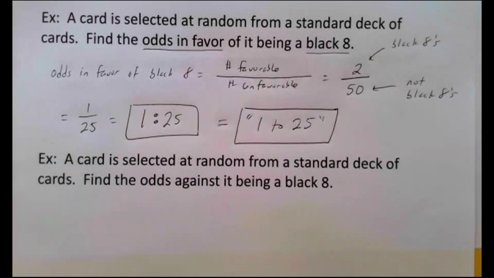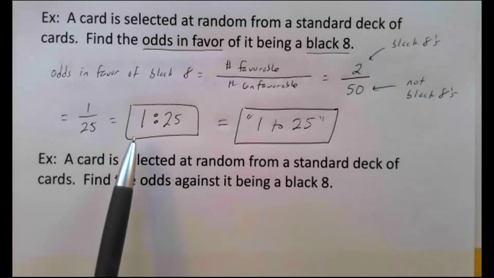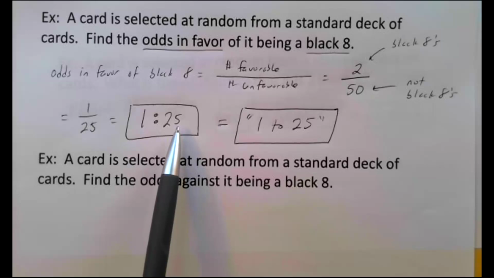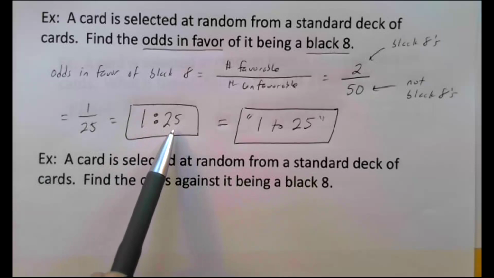We don't usually leave it as a fraction, partly to remind us that we're not talking about probability here, that we read our answer in a different way. So the odds are 1 to 25 of you getting a black 8. What that means is for every one time that you get a black 8, there should be 25 other times that you don't. If you were to pick a random card out of a deck a bunch of times, for every one time that you did get a black 8, there should be 25 other times that you did not.